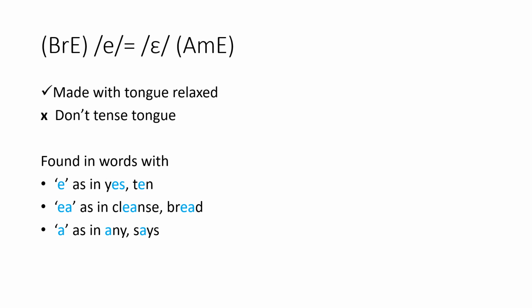But in standard British and American English, the air sound is made with the tongue relaxed in the mouth, not tensed. Again, air. So you will find the air sound in words with the letter E, as in chess and in ten. In words with the letters EA, as in cleanse and in bread. And in a few words with the letter A, as in any and in says.